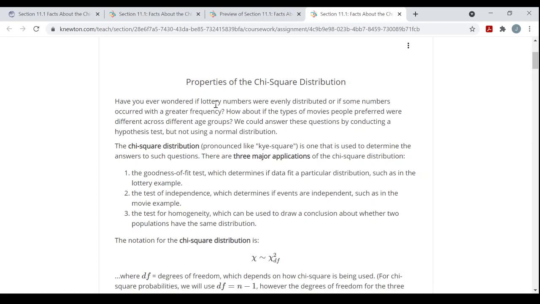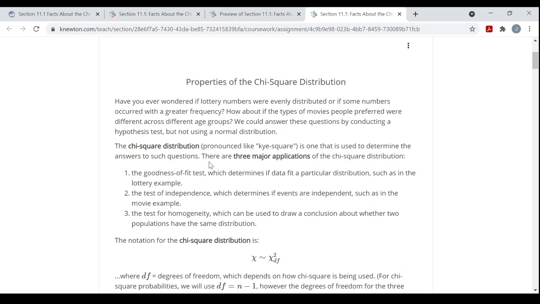Have you ever wondered if lottery numbers were evenly distributed, or if some numbers occurred with a greater frequency? How about if the types of movies people preferred were different across different age groups? Well, we could answer these questions by conducting a hypothesis test, but not using a normal distribution. The chi-square distribution, pronounced chi-square as I've been saying it, is one that is used to determine the answers to such questions.